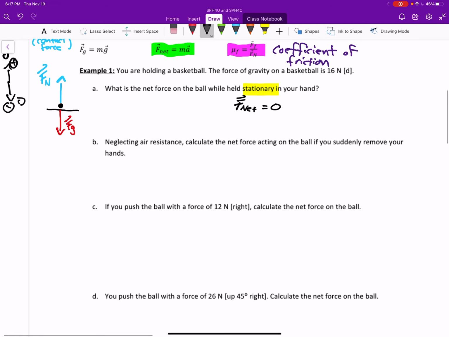So now, neglecting air resistance, find the net force acting on the ball if you suddenly remove your hands. So in our new situation, we see that the ball is here. There's nothing acting on it. There's no more normal force acting on it. So our force of gravity just acts downward. So then that tells us that the net force is equal to the force of gravity. And the force of gravity, we were told, is 16 newtons. So that means that the net force is equal to 16 newtons down.